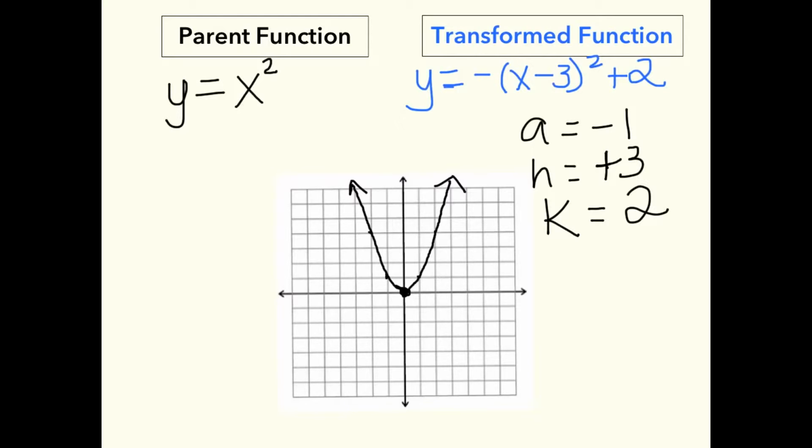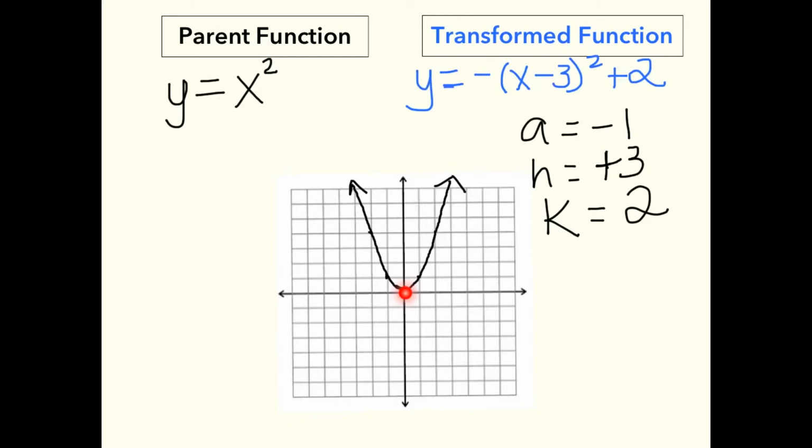Let's move it around. Now the a, the negative, tells us that it's going to reflect. The 1 tells us that it stays the same. There's no stretch or compression, but it does reflect. The h tells us how we move left to right, so we're going to move positive 3 to the right. And then the k tells us we're going to move up 2, because it's a positive 2.